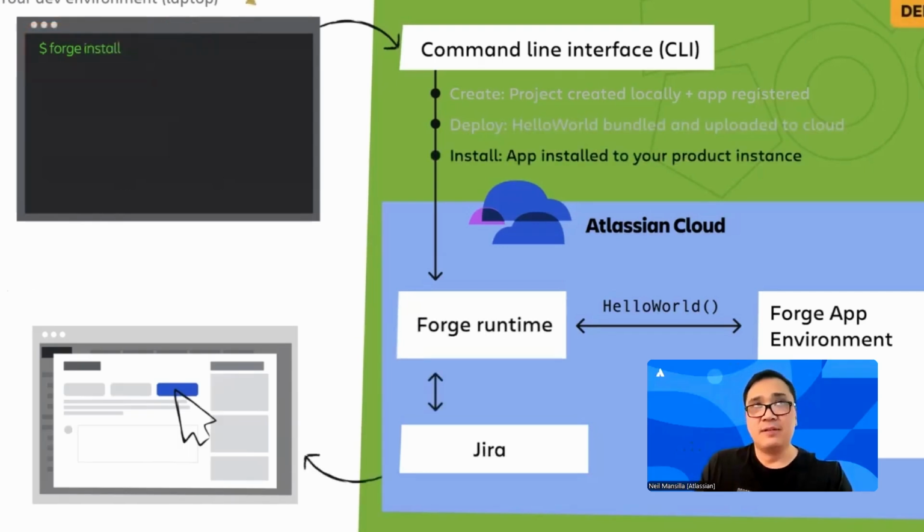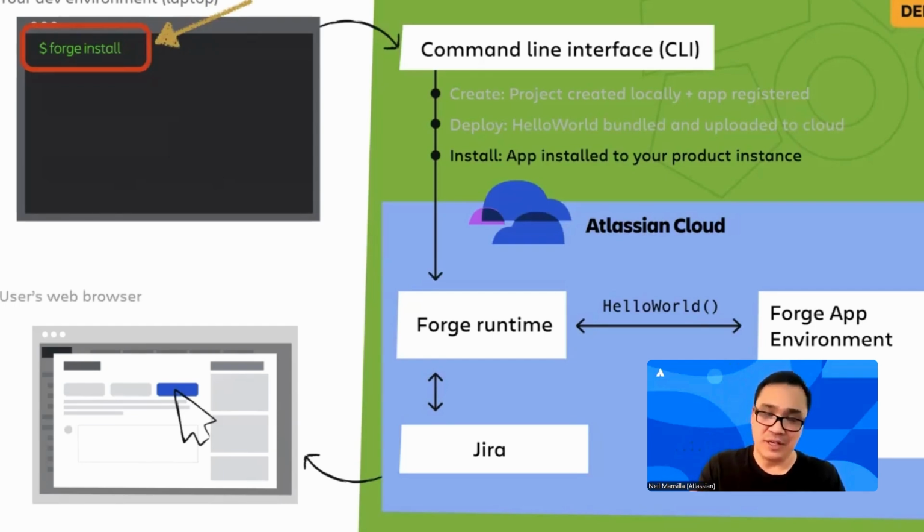The last step is forge install. And this is actually going to ask us, hey, what's your instance name? So in your case, your dev instance name. Once it's there, it's installed. Now, this is the equivalent of side loading an app. Or if you were to go to, let's say, the App Store on your phone, or to the Atlassian Marketplace, if you were an admin and you install an app, this is essentially the same pattern. This is that installation step.